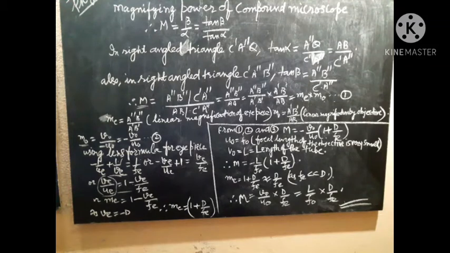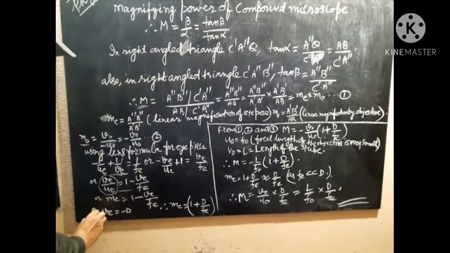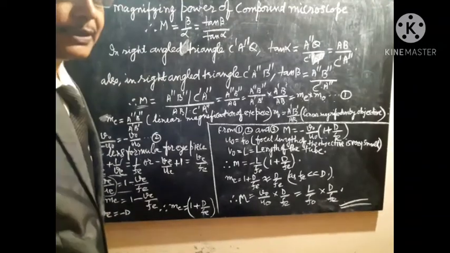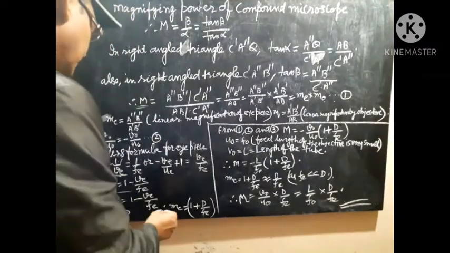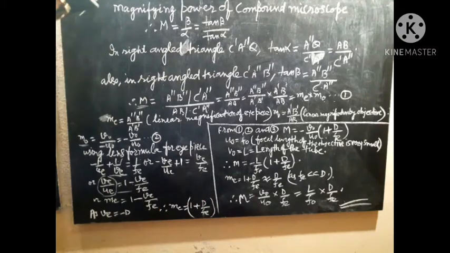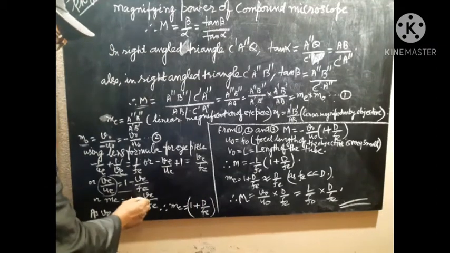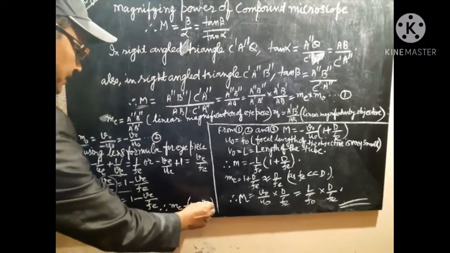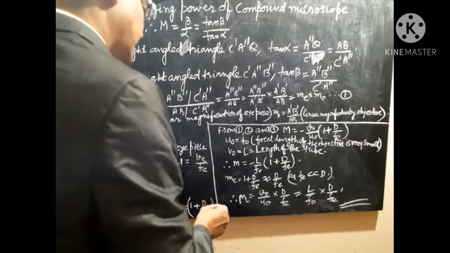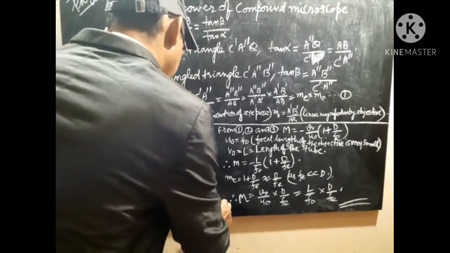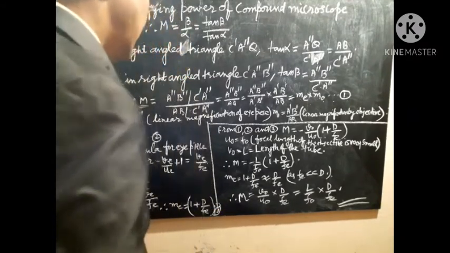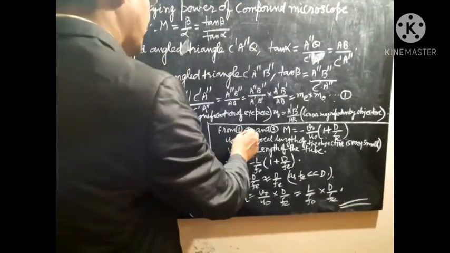Here VE is equal to minus D, where D is the least distance of distinct vision. So ME is equal to 1 plus D by FE, since minus minus gives plus. Okay, no problem. This is equation third. Now next, from first, second and third.